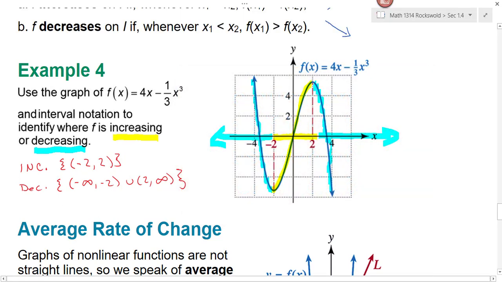Traditionally, we don't use them. I don't know that I would personally count off if you put a bracket there, but we don't say that a point is increasing or decreasing. It's the range of values in between. So this would be decreasing, and this is increasing.